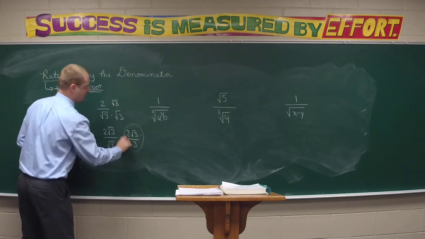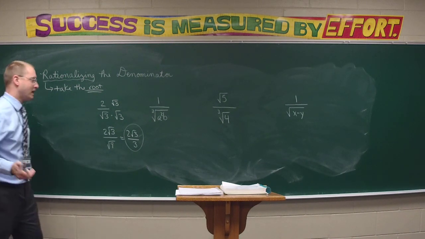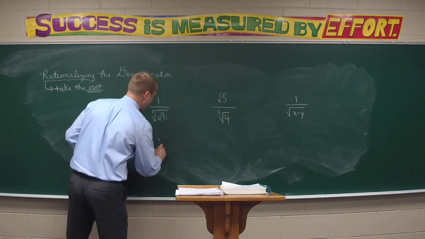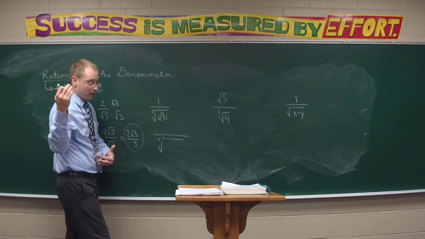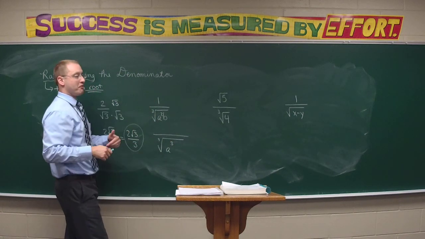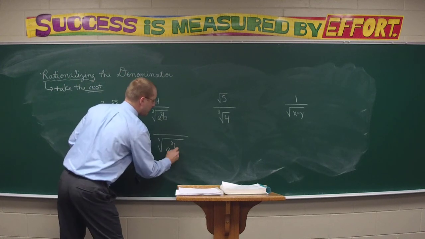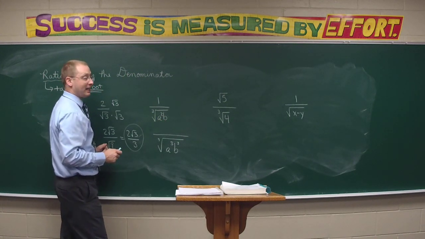I'd make sure you have that copied down. Let's take a look at the next one. What's the cube root of a squared b? Well, I can't take the cube root of a squared b. I can take the cube root of, not a squared, but maybe a cubed, right? And I could take the cube root of b cubed. But to get the cube root of a cubed and b cubed, I'd have to multiply by?